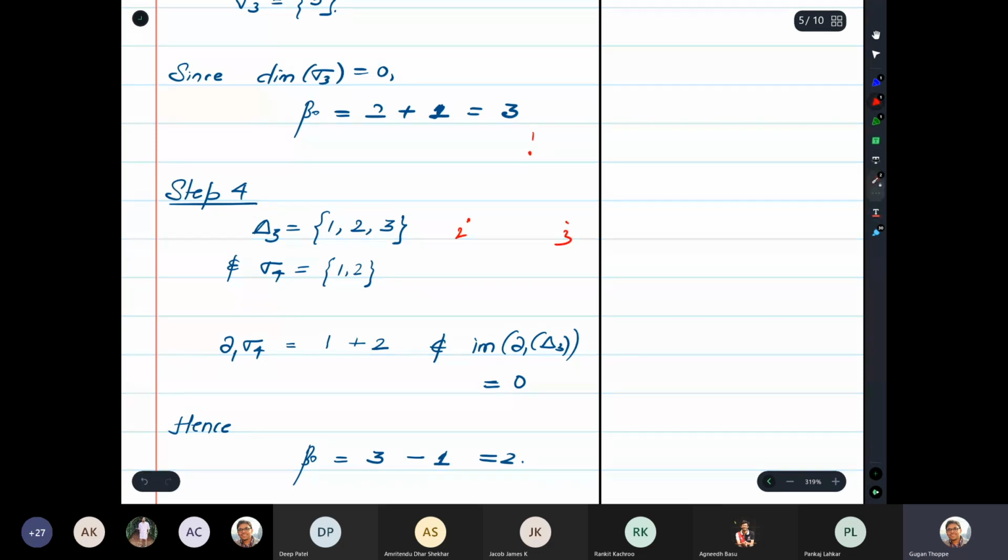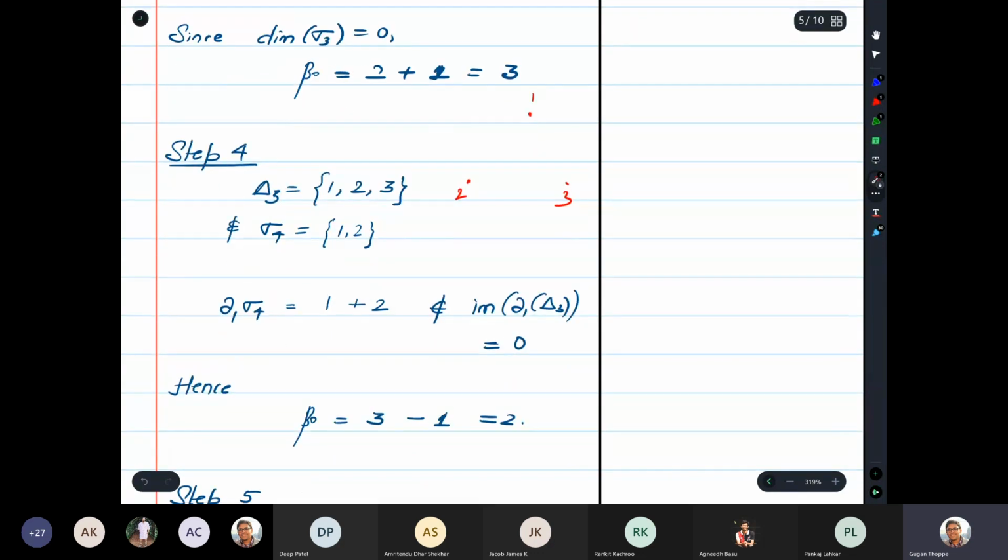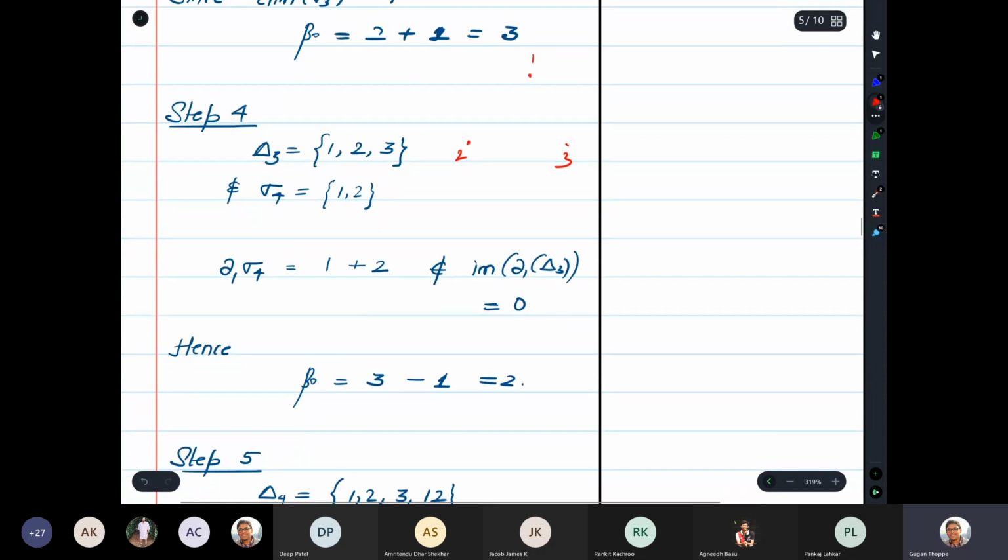I'm now going to add this edge over here, right? So now let's verify the condition. The verifying is I have to first look at ∂1 of sigma 4. So ∂1 of sigma 4, this is the edge, so I will end up with 1 plus 2, right? And I have to ask what is ∂1 of delta 3. Notice that delta 3 has only these 3 vertices. It has no triangle, it has no edge, right?